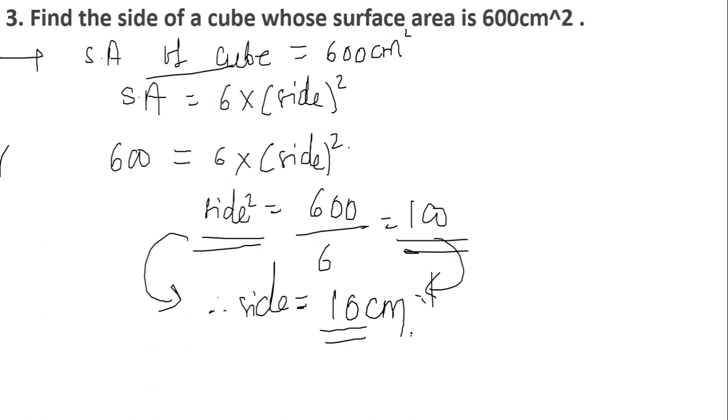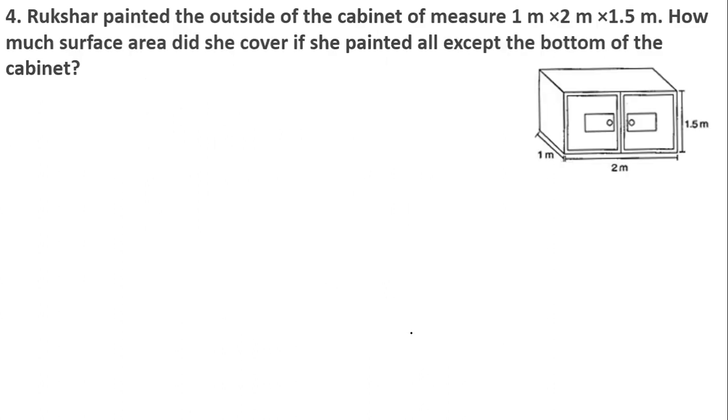What is simple in this question? You just have to know the formula. Moving on to the next question. Rukshar painted the outside of the cabinet of measure 1 meter into 2 meter into 1.5 meter. How much surface area did she cover if she painted all except the bottom of the cabinet? Now look at the question carefully.